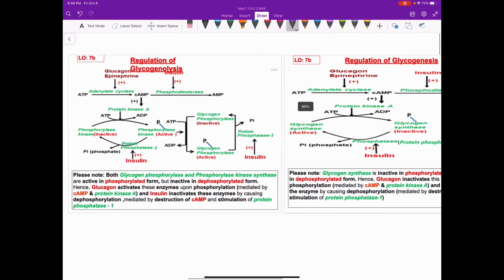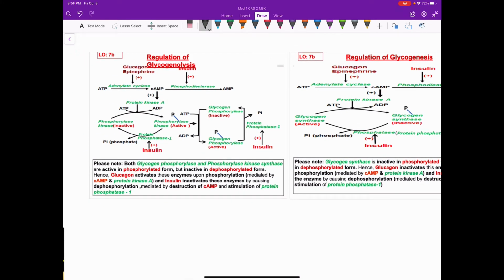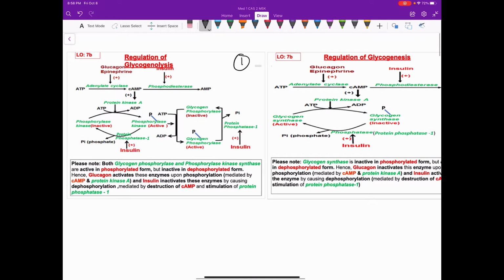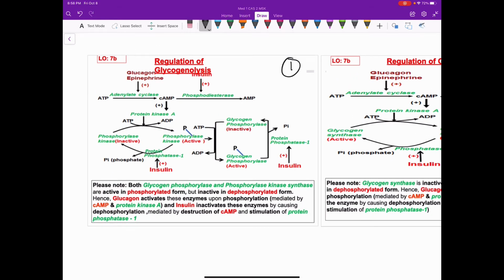Okay, so here's the 2 charts. Chart 1 over here is going to be the regulation of glycogenolysis. Chart 2, this one, is going to be the regulation of glycogenesis. Okay, now, what do I mean here? So, for glycogenolysis, what is this? This is the breakdown of glycogen. And what do we want to use to break down glycogen? Glycogen phosphorylase. So we want this enzyme, well, technically we want this one to be active, right? Glycogen phosphorylase. We want it to be in its active form. Why? It will take glycogen and make glucose.